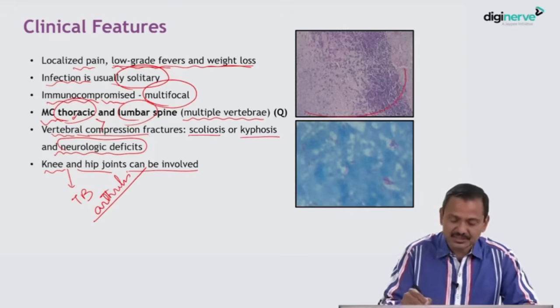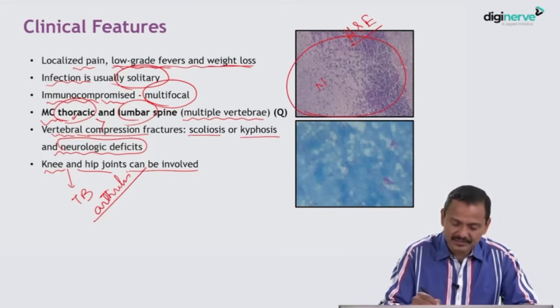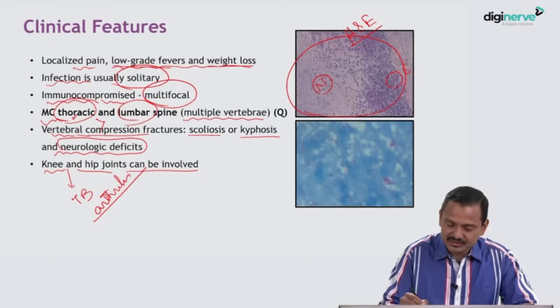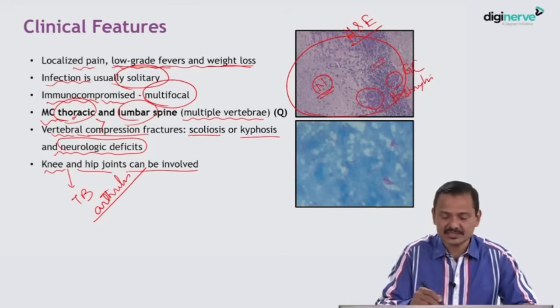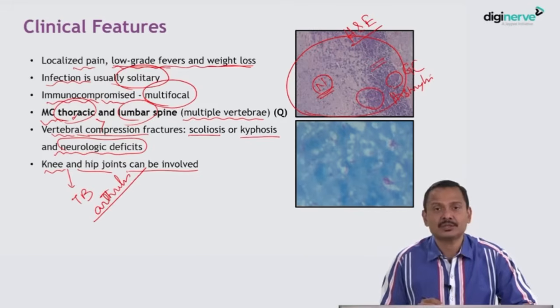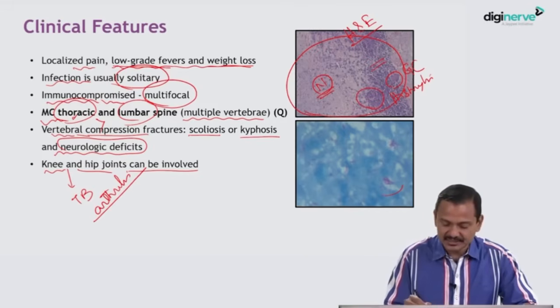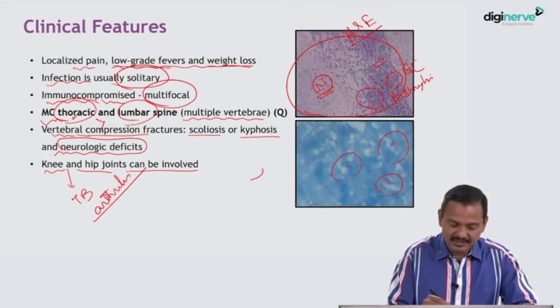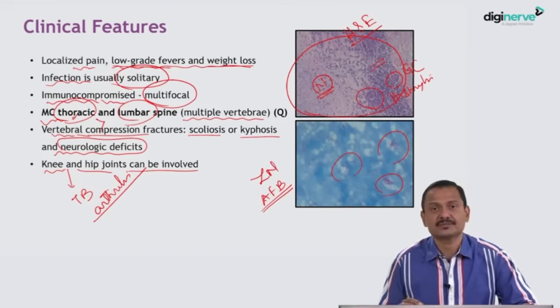Now if you see this picture, this is an H&E stain, and what do you see here? Here there is necrosis, here there are giant cells, and here there are histiocytes. Okay? So you have histiocytes, you have necrosis, you have giant cells. So this is suspicious of a tubercular lesion, and if you do a ZN stain, here you can see the ZN is strongly positive for acid-fast bacilli, which confirms that the patient has tubercular spine or pot spine.